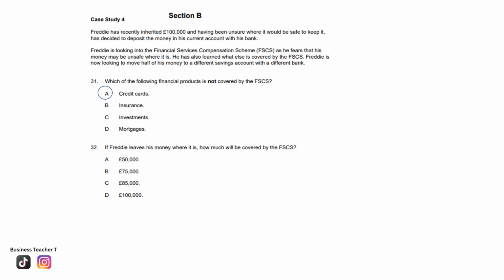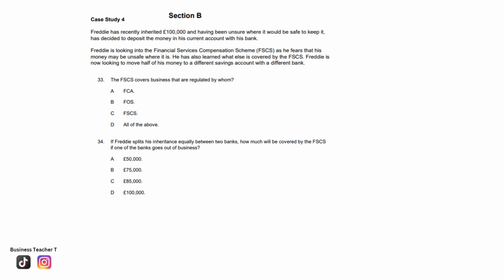Question 32. If Freddie leaves his money where it is, how much will be covered by the FSCS? A. £50,000. B. £75,000. C. £85,000. Or D. £100,000. And the answer is C. £85,000.